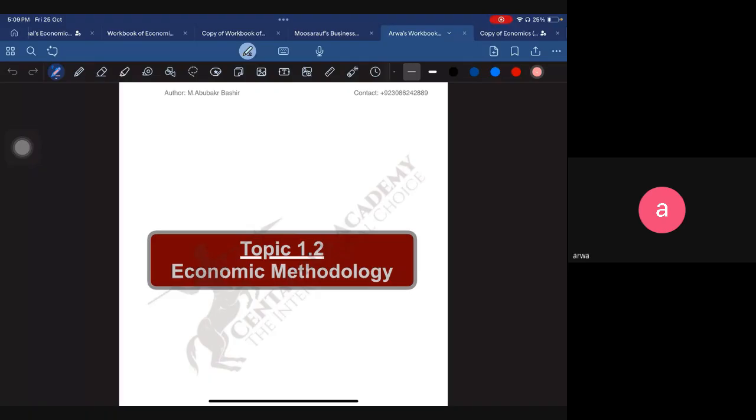Okay, so today we are going to start with the new topic, that is 1.2, economic methodology.